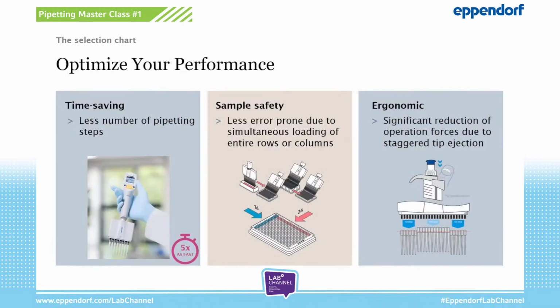So multi-channel pipettes reduce the number of pipetting steps. If, for example, a 24-channel electronic pipette is used instead of an 8 or 12-channel pipette, your 384 well plate is filled 5 times faster. The simultaneous filling of the wells row by row or column by column considerably reduces the risk of errors. And the work is also made easier for your hand. You can imagine, because the pipette tips are ejected successively with only one dispensing pressure, so the ejection forces are reduced.